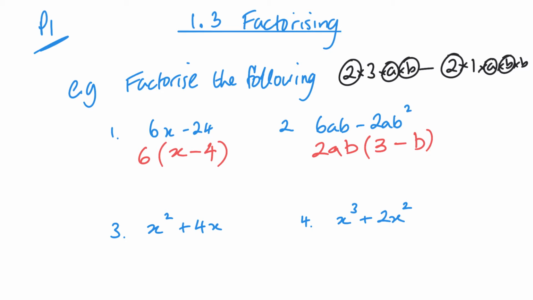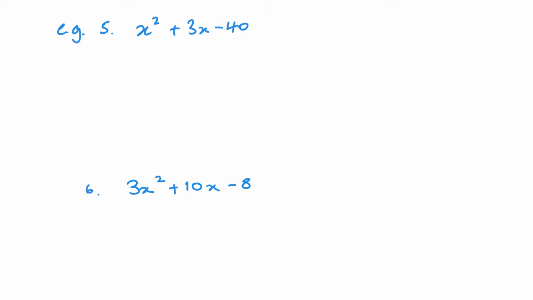Okay, number 3, you can see we've got an x in both but no numbers, so let's take an x outside, leaving me x plus 4. And number 4, I can take an x squared out of both, leaving me x plus 2. And again, I can double check both of these. x times x is x squared, x times 4, 4x. x squared times x, x cubed, x squared times 2, 2x squared.